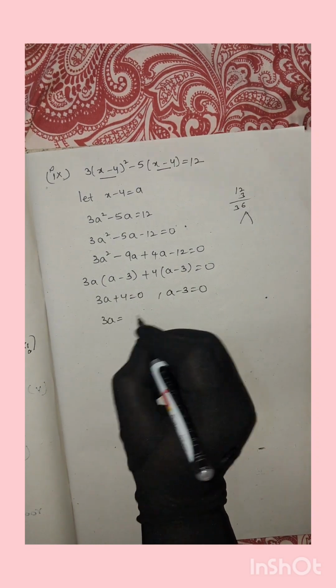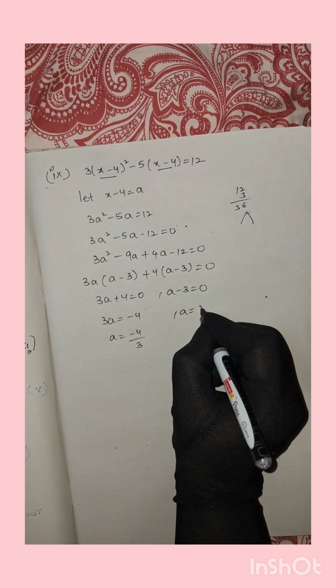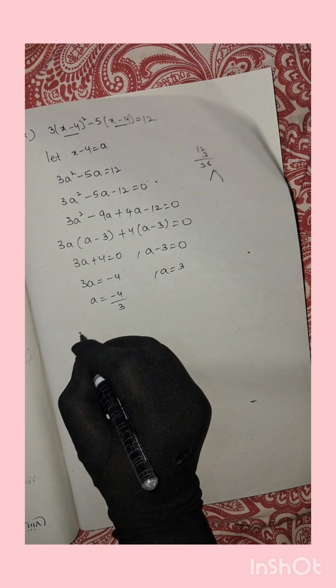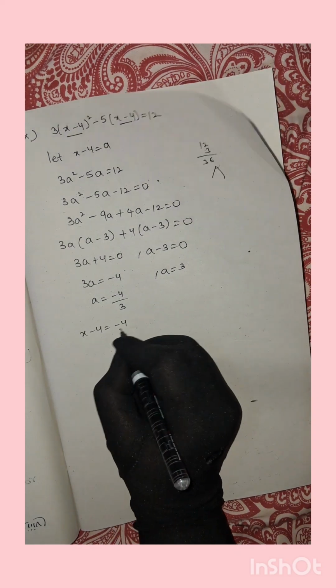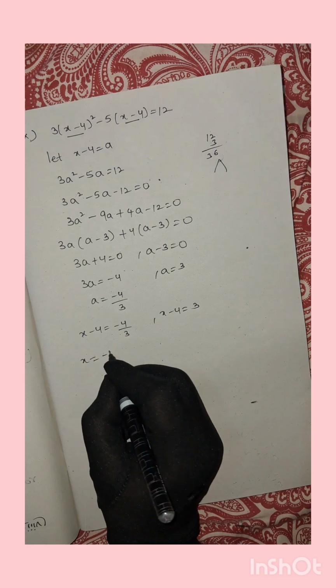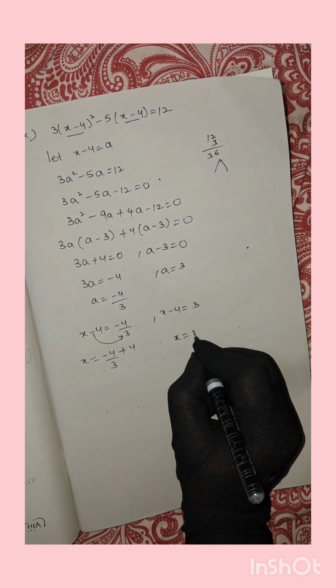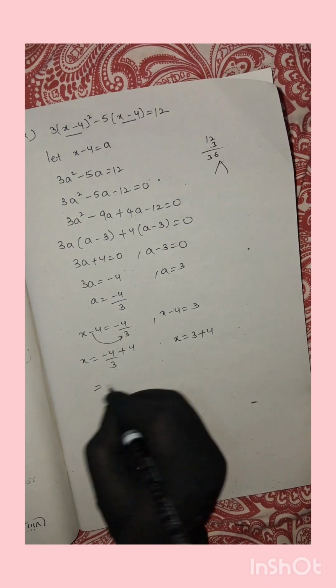So 3a plus 4 will become minus 4, a is equal to minus 4 by 3 and a is equal to 3. But what is a here? x minus 4 is equal to minus 4 by 3, x minus 4 is equal to 3. So x is equal to minus 4 by 3, minus 4 I am sending that side, will be plus 4. x is equal to 3 plus 4.